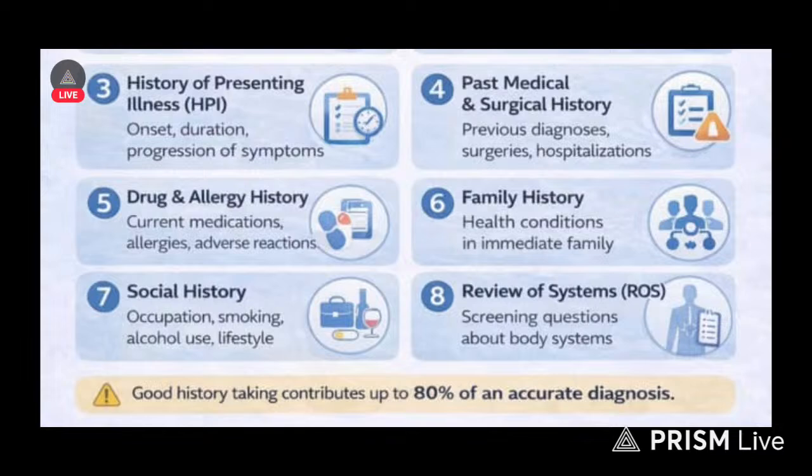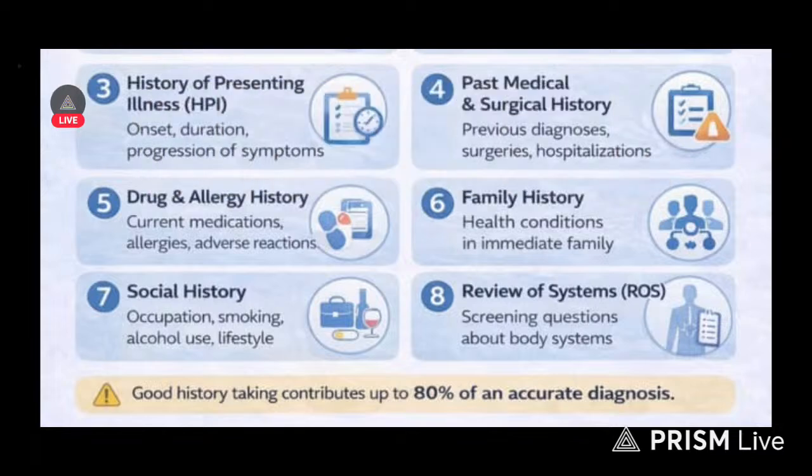Then the last one, we're looking at review of other systems. These are questions that you ask about different body systems. If this person came with a cough, obviously we are in the respiratory system, so we investigate the whole cough and ask about other associated signs and symptoms, finding out what is present and what is not.